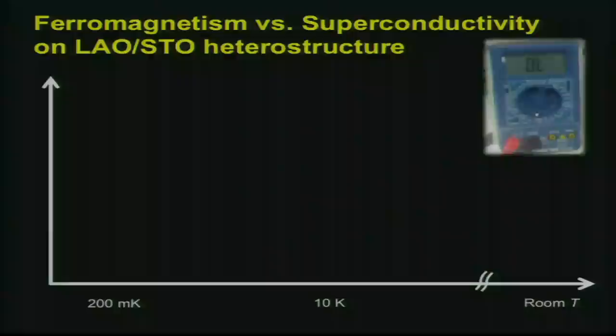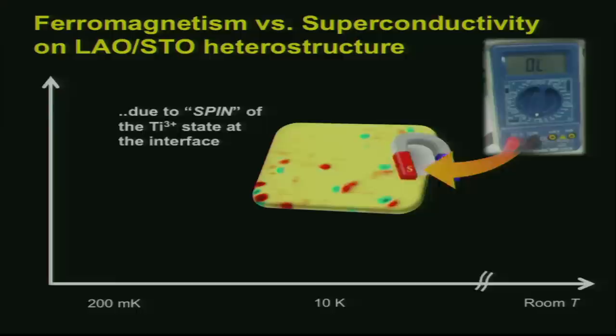Okay, here is a quick summary. This LAO STO material, a ceramic, at room temperature is completely insulating. However, when you cool down near 10 Kelvin, it shows ferromagnetism. Especially, the ferromagnetism is governed by titanium 3 plus. It's not 4 plus or something else. Only titanium 3 plus drives the ferromagnetism.